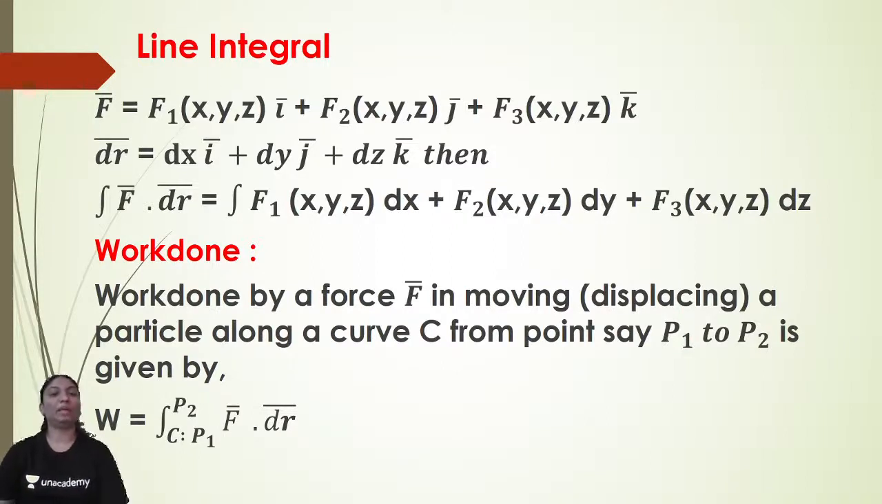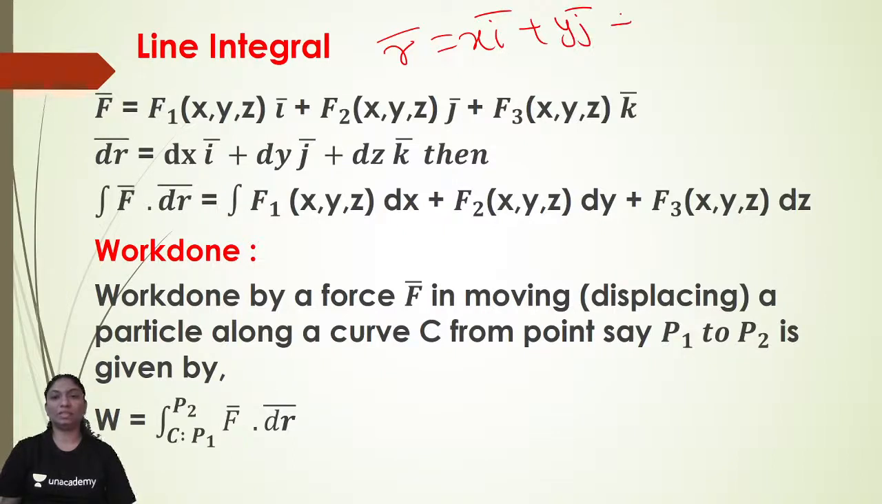What is the definition of the line integral? As we saw yesterday, F bar is equal to f1 of xyz i bar plus f2 of xyz j bar plus f3 of xyz k bar, and dr bar. Now we know that r bar is equal to xi bar plus yj bar plus zk bar, so dr bar will be dxi bar plus dyj bar plus dzk bar. Then integrating F bar dot dr bar, taking the dot product of these two, f1 of xyz dot xi bar, and i bar dot i bar is 1. So you will get the integral of f1 of xyz dx plus f2 of xyz dy plus f3 of xyz dz. So your integral of F bar dot dr bar is equal to this.